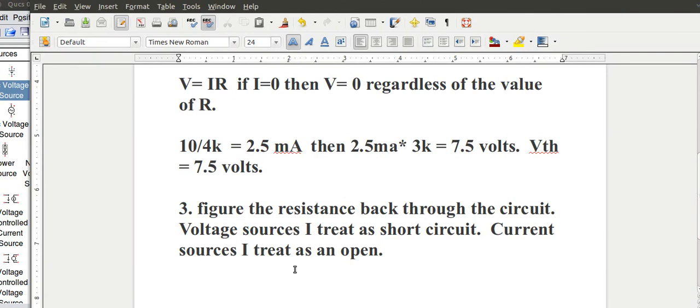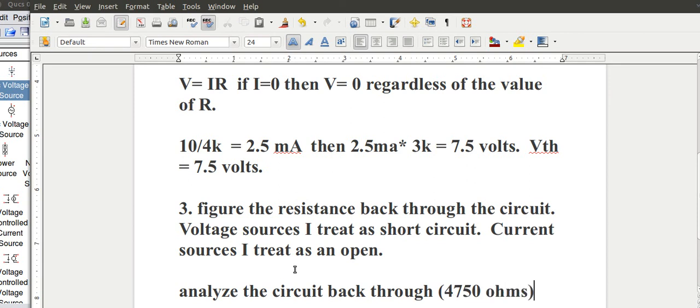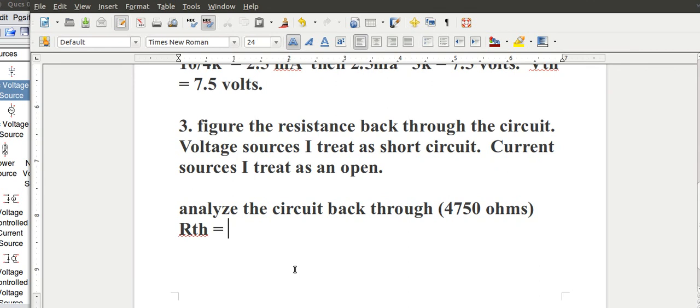Okay? So the circuit I picked, based on the resistor I picked, I analyzed the circuit back through, and in this case, for my example, I get 4750 ohms. That's it. Once you have your Thevenin voltage and your Thevenin resistance, and this is what we just did, R Thevenin equals 4.75K, now you can get your Thevenin circuit.